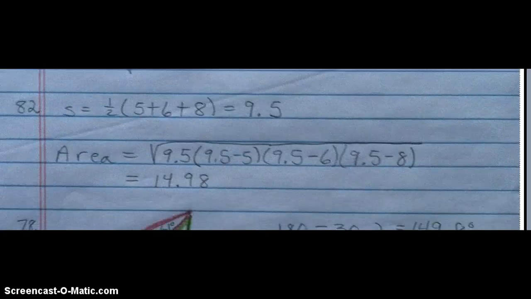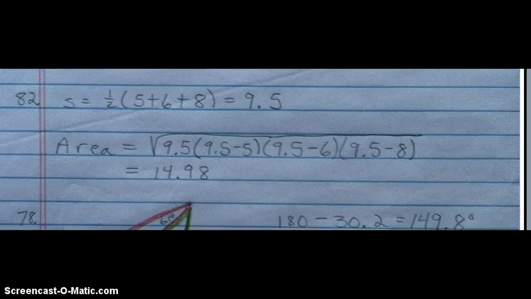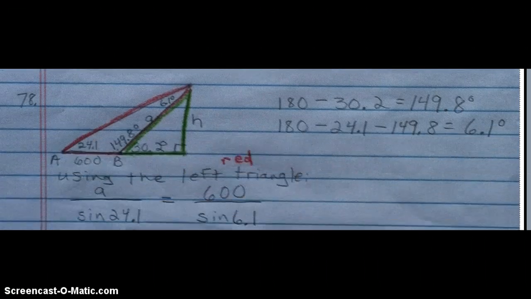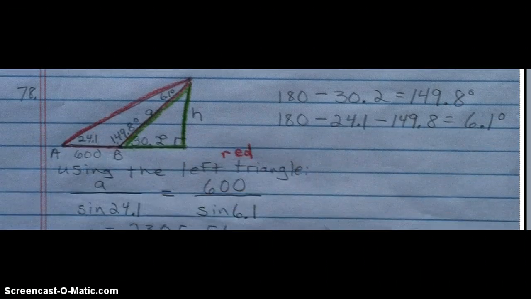Problem 82, we know three sides, so we have to use Heron's formula. The semi-perimeter is S. It's 1/2 times the sum of the three sides. That gives us 9.5. And then we multiply the square root of 9.5 times 9.5 minus each individual side. That gives us 14.98. Going back to problem number 78.